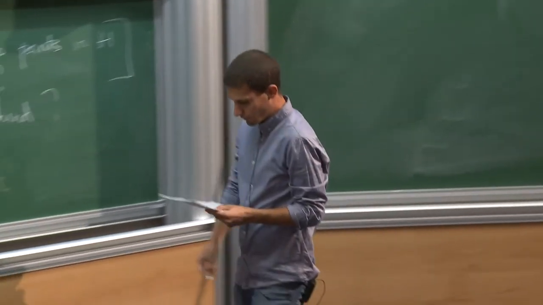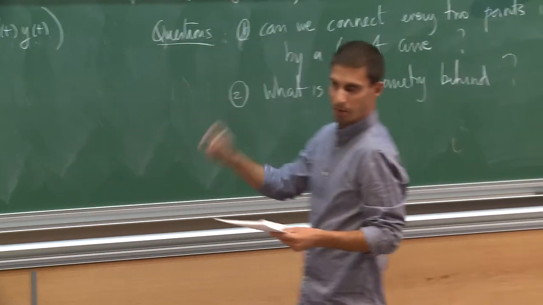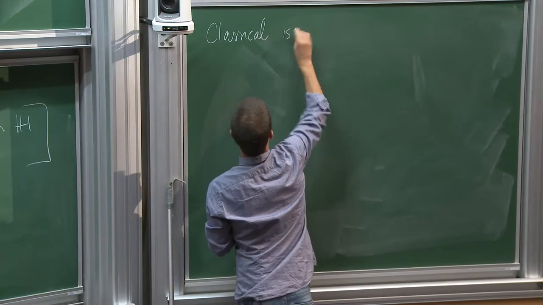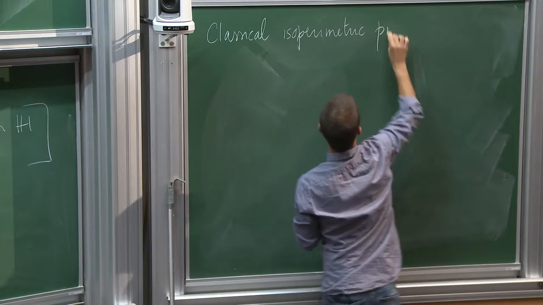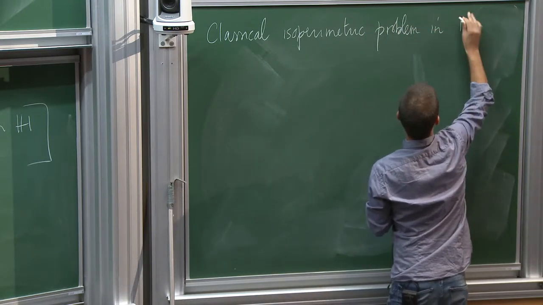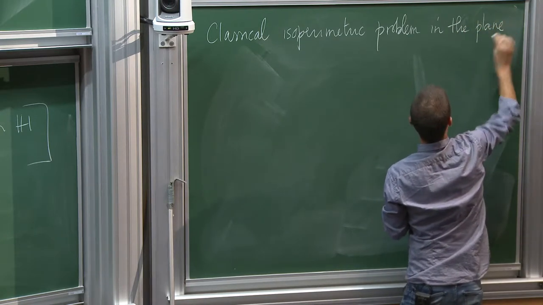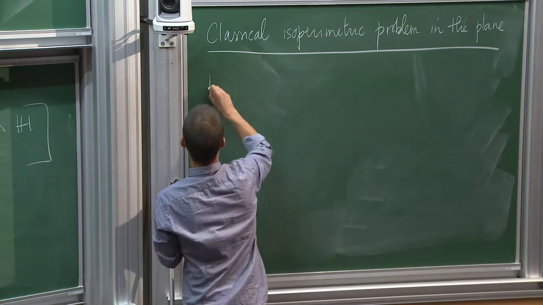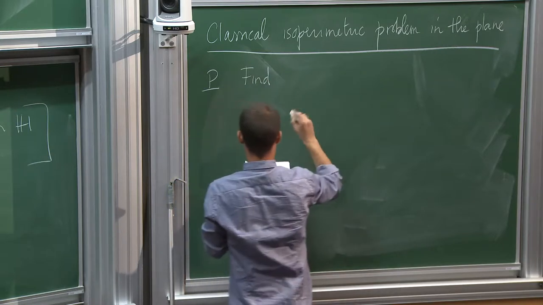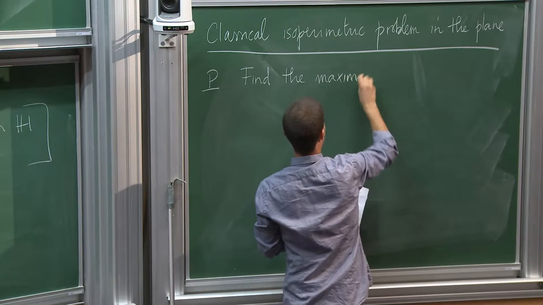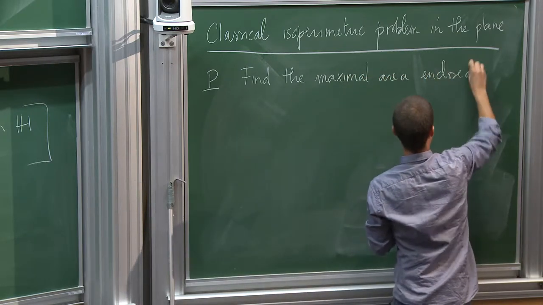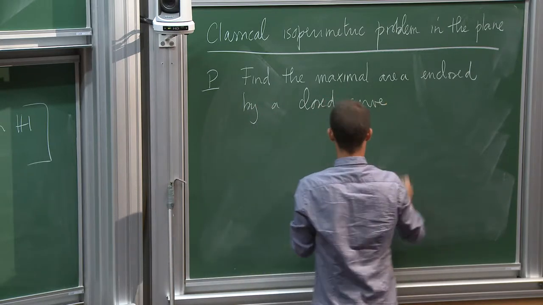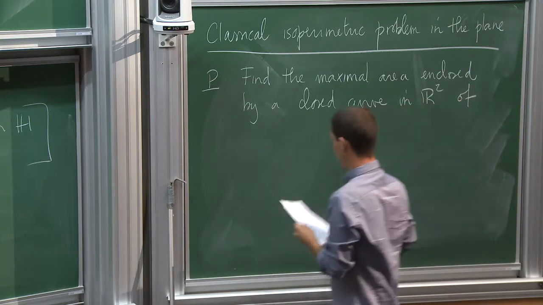So actually what I will consider is a kind of dual problem of the isoperimetric one, but let me write the classical one. The plane. When I say plane, I mean really R2. Now, the problem is this one. Find the maximal area enclosed by a closed curve in R2 of fixed length L.